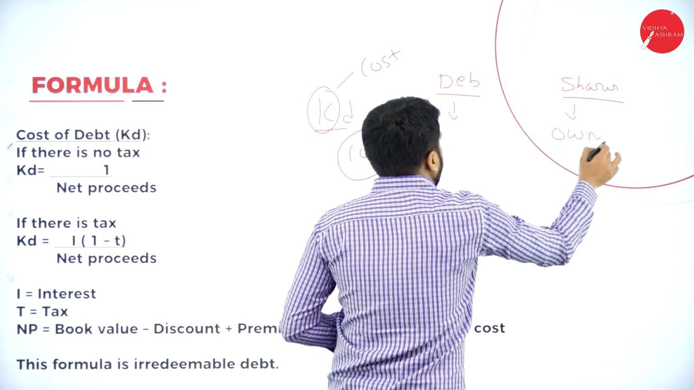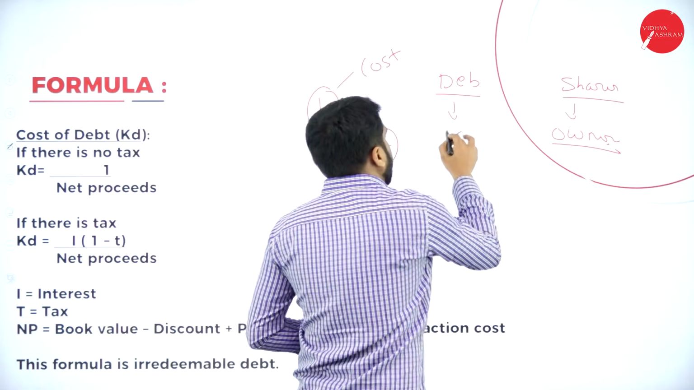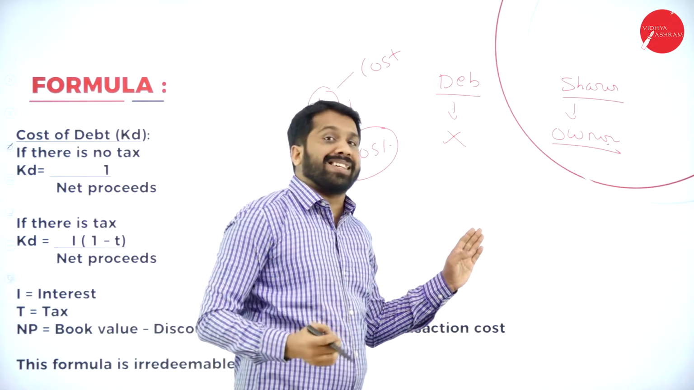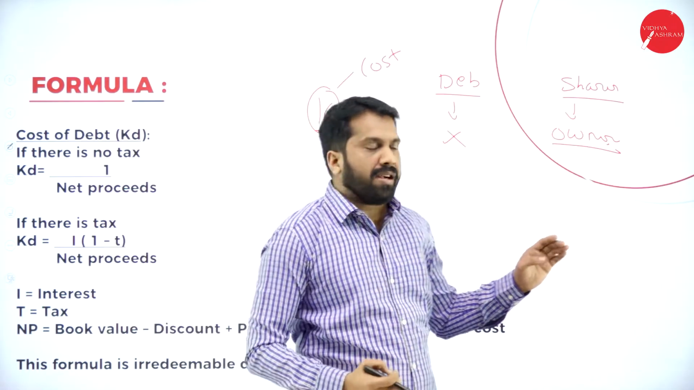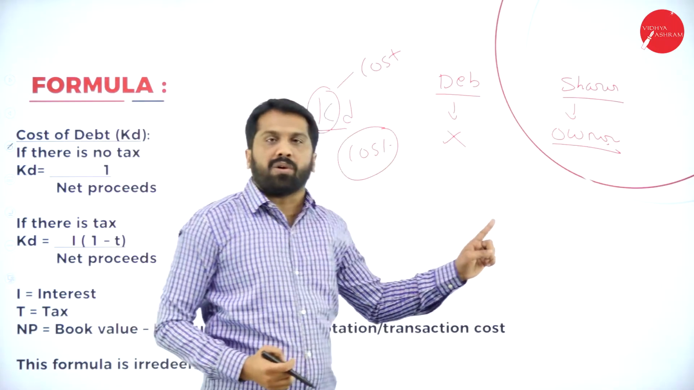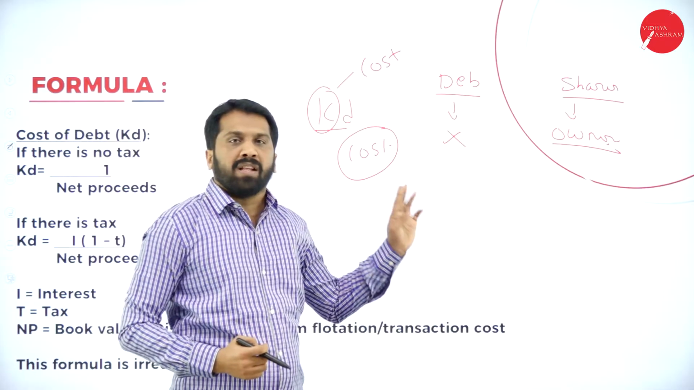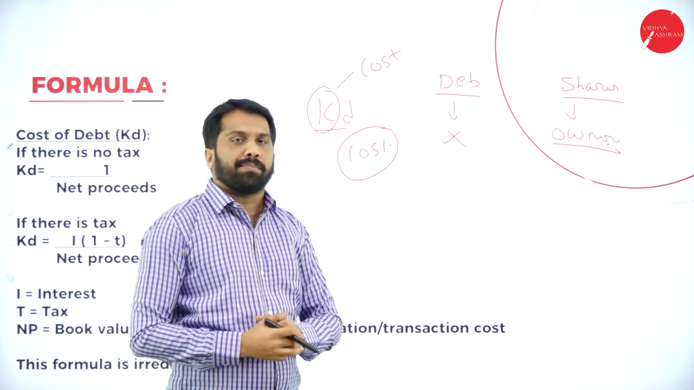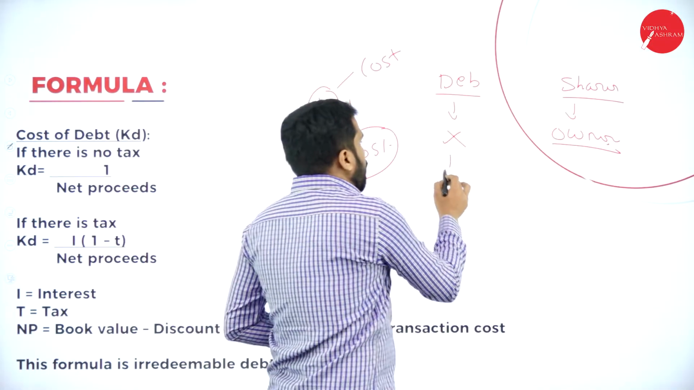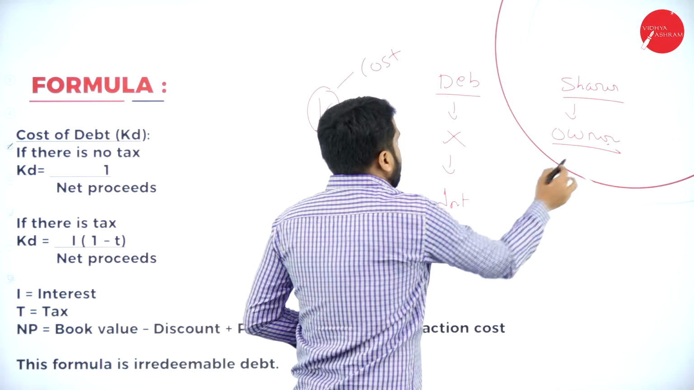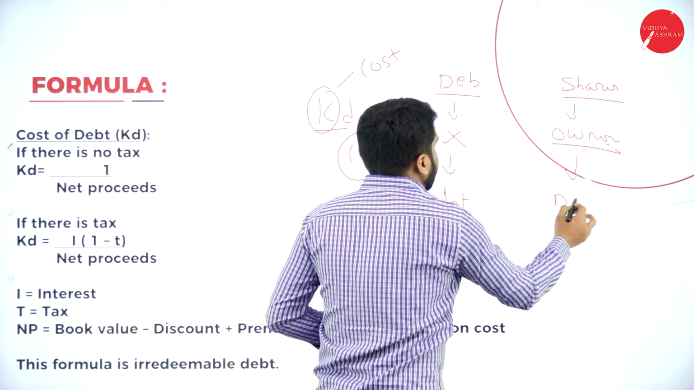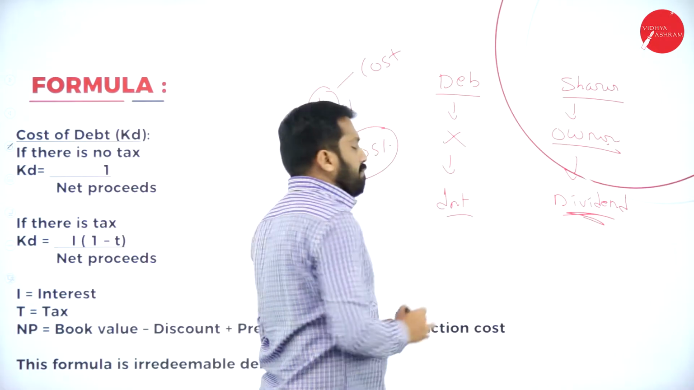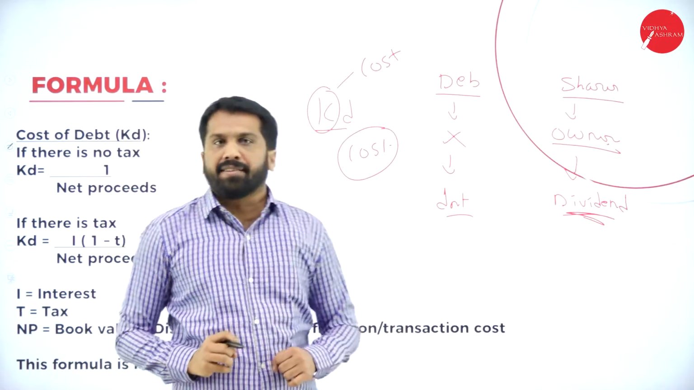Debentures are also called as owners, but shareholders are not called as owners. Those are called as money lenders. Again, I'll repeat, the shareholders are called as owners of the company, but debenture holders are called as money lenders for the company. Now, the debenture holders will get interest, shareholders will get dividend. So what is the difference between dividend and interest?